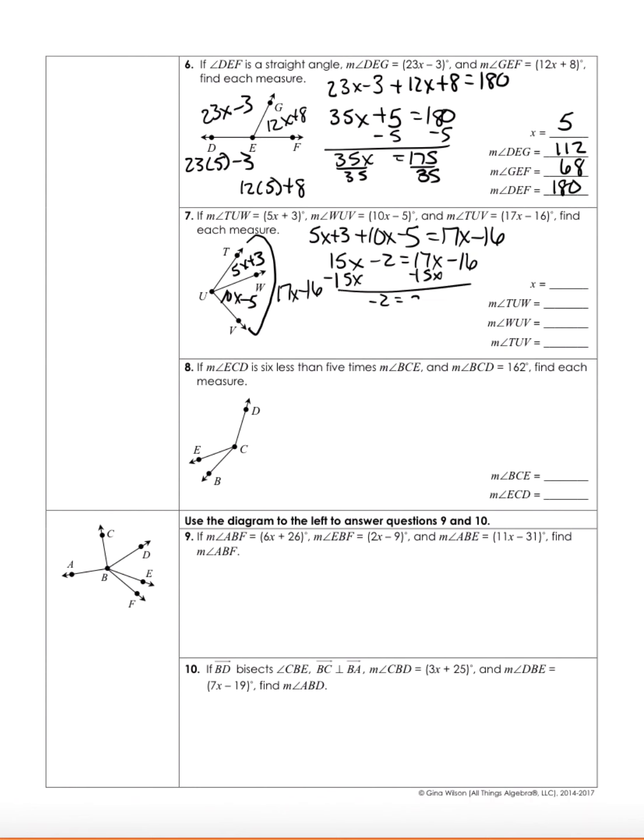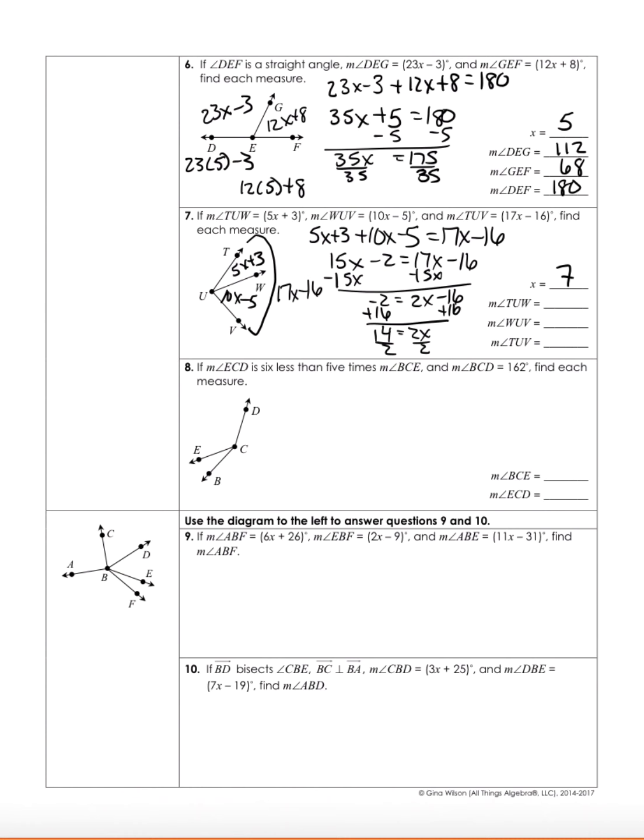Negative 2 equals 2x minus 16. Add 16. 14 equals 2x. When I divide by 2, I get x equals 7. So now I can plug in that 7 into all of my x's.